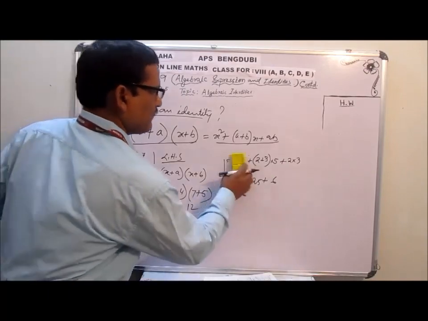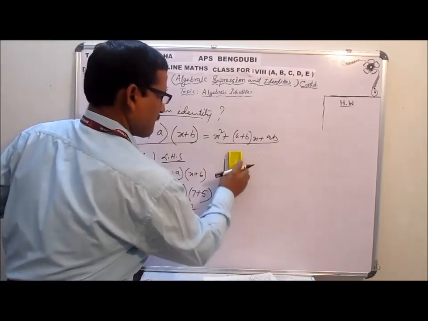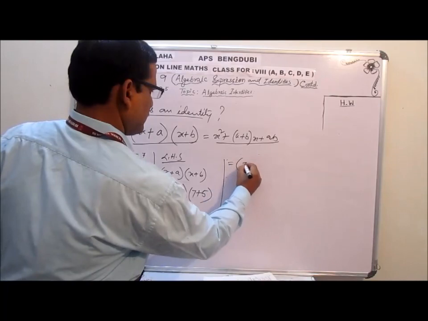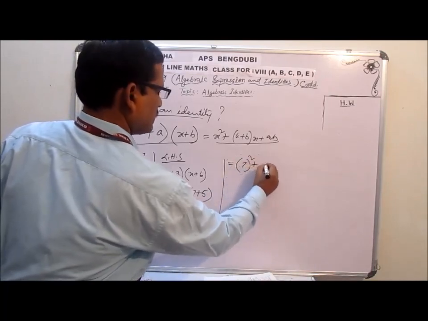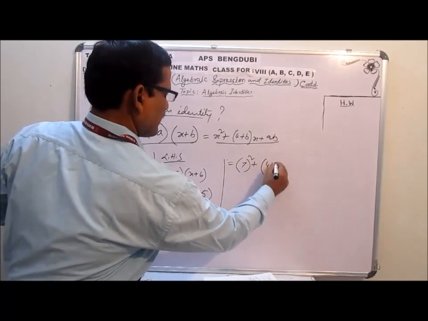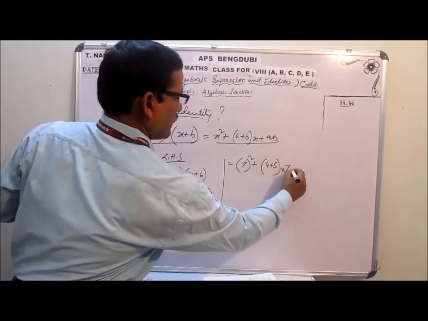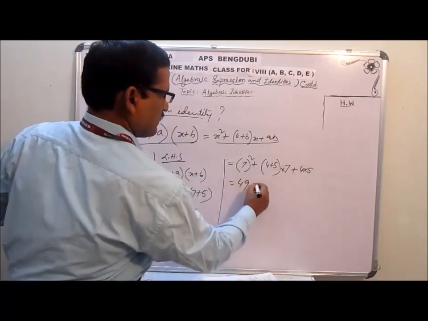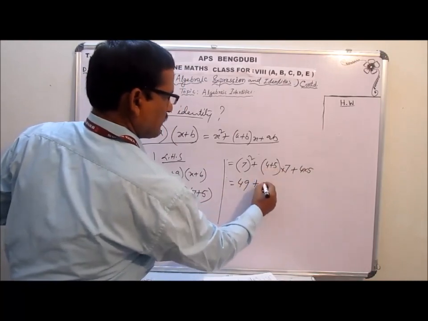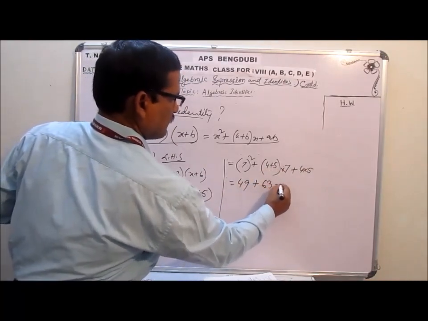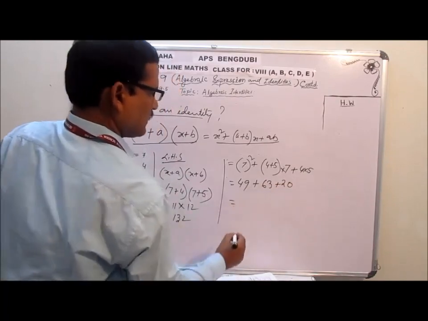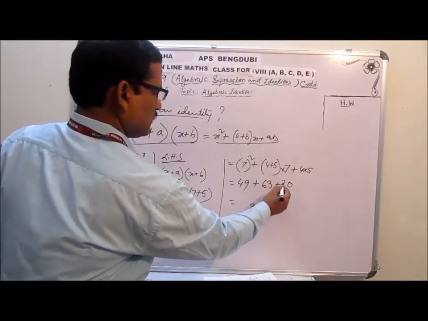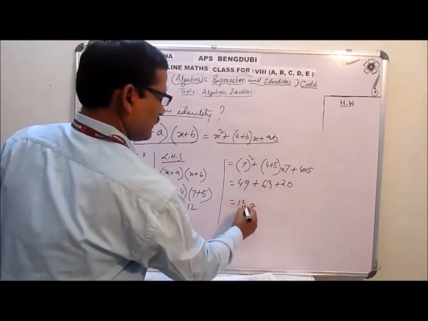132. Same way, if I apply this side, it will be x is 7 square plus a is 4, b is 5, so 9 into 7, plus 4 into 5. So 7 sevens are 49 plus 9 into 7, that is 63, plus 20. You just calculate it. It is 132.